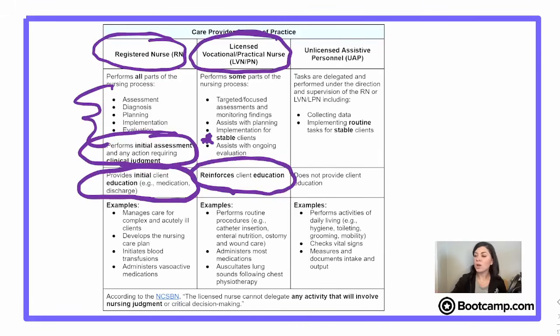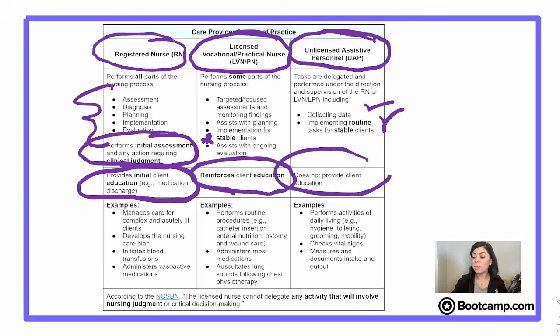And then lastly, we have the UAP, and that is going to be somebody that's unlicensed, and they usually have the smallest scope of practice. They mainly collect data and implement tasks that are for stable clients. And then once again, they do not provide client education. That is not within their scope of practice and training. So now that we have a pretty good understanding of everybody's scope of practice, it should be a whole lot easier to navigate these questions.